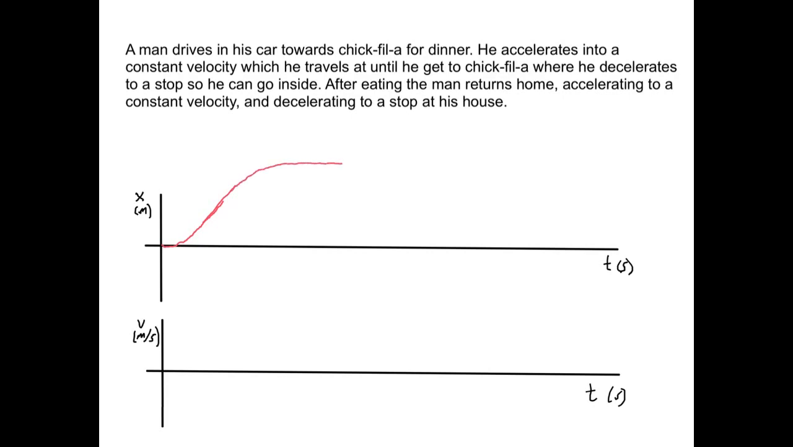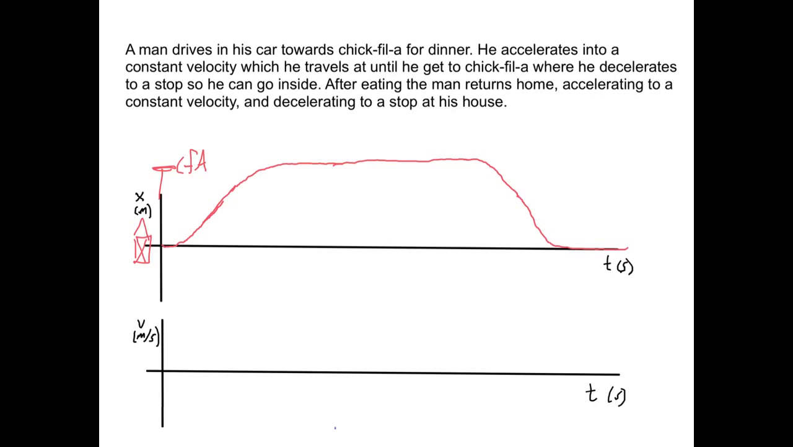Right, and so he's going to stay, according to the problem, at Chick-fil-A for quite a while, so I'm going to leave him stopped up there at Chick-fil-A. So Chick-fil-A is somewhere up here, CFA. And then it says he's going to return home, so he's going to accelerate back home. Now, home is at position 0, right? So home's down here, so he's going to come back down. Negative acceleration into a constant velocity. So here was my curve down from my negative acceleration into a constant velocity, and then decelerating into a stop.